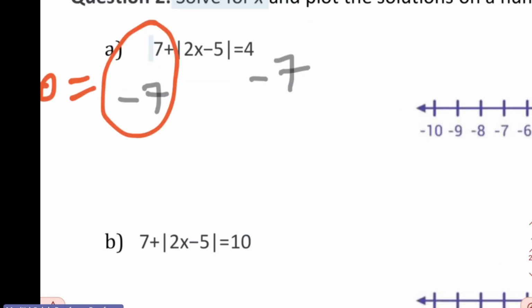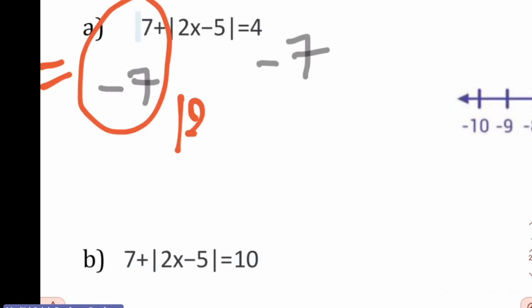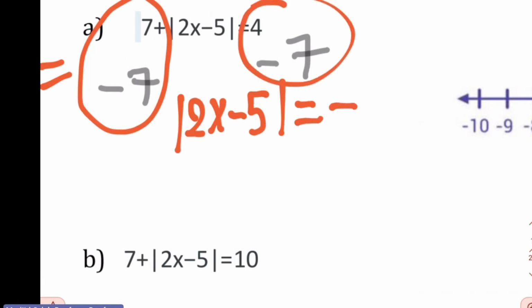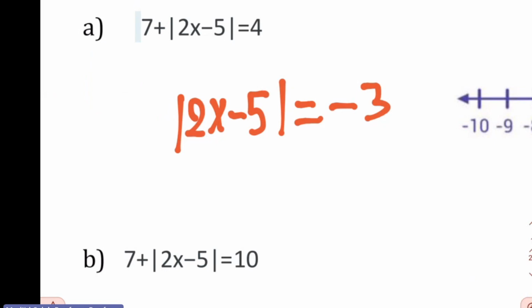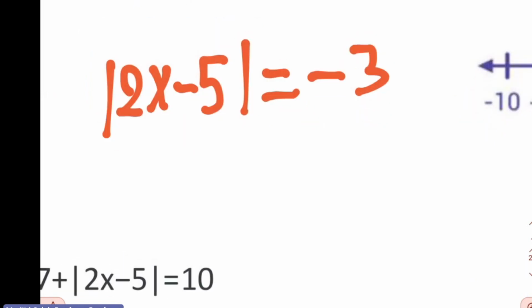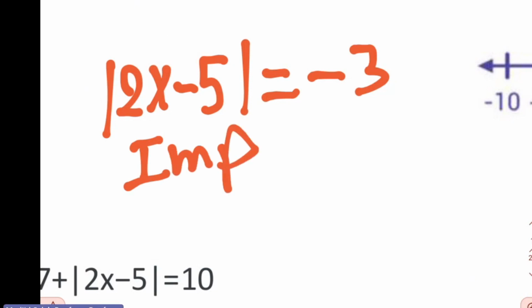And you are left only with absolute value of 2x minus 5 equals 4 minus 7 gives you negative 3. Okay, now you have to look at it. Absolute value equals negative. This never happens. This is impossible. You just say impossible, because the absolute value is never negative.